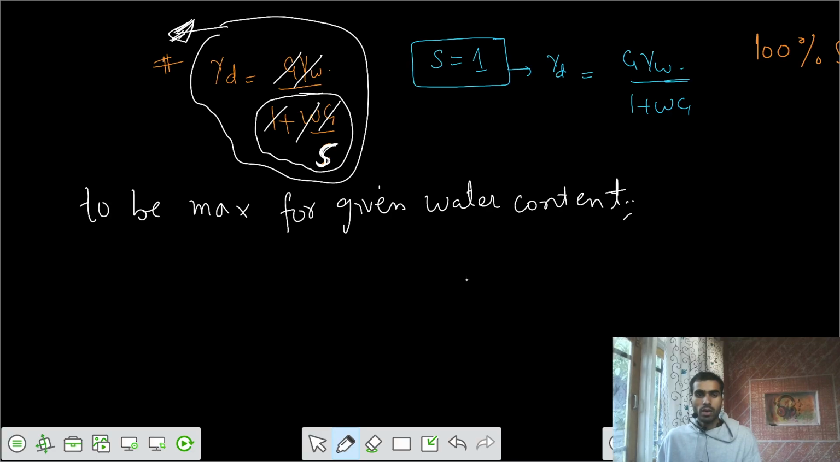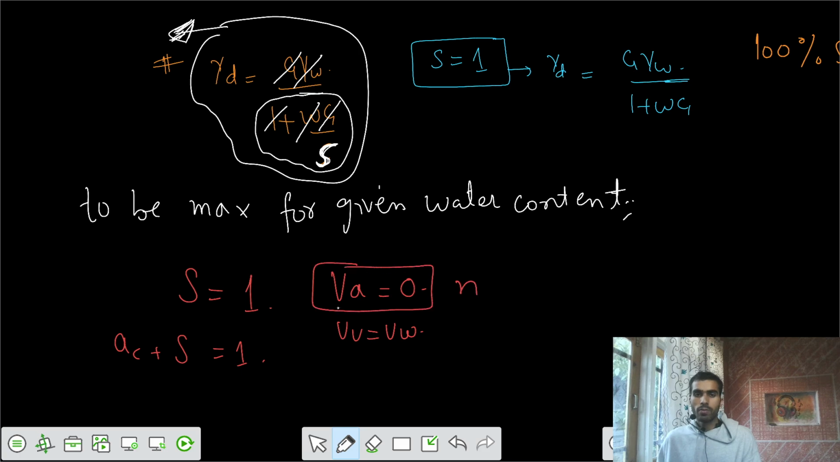So I would say the degree of saturation has to be 100%, such that the volume of air is equal to 0, because air content plus degree of saturation equals 1. If your saturation is 1, that means the volume of voids is only equal to the volume of water. So that means no air is left in the voids.